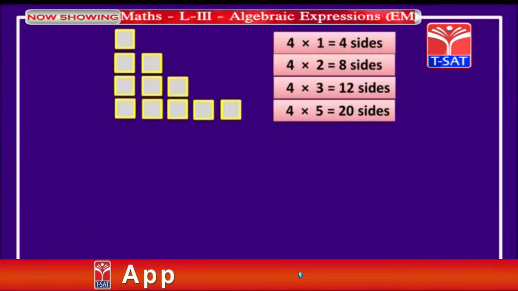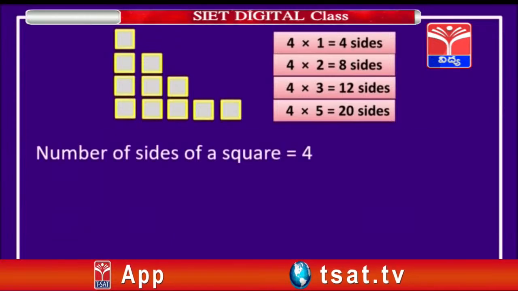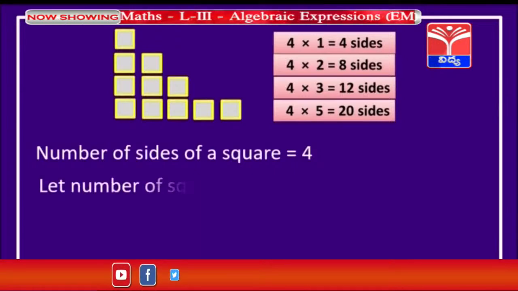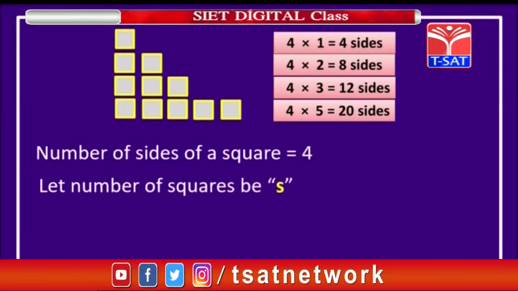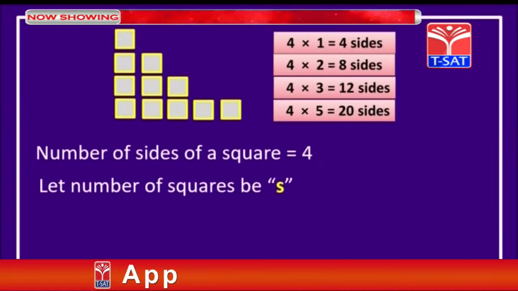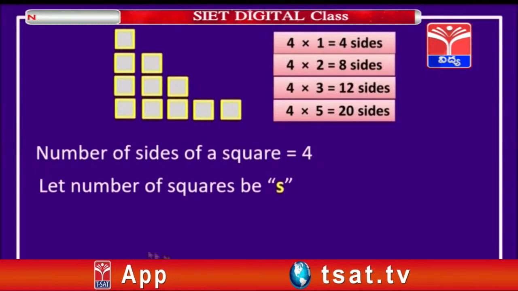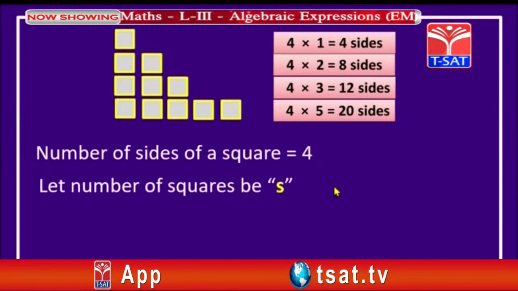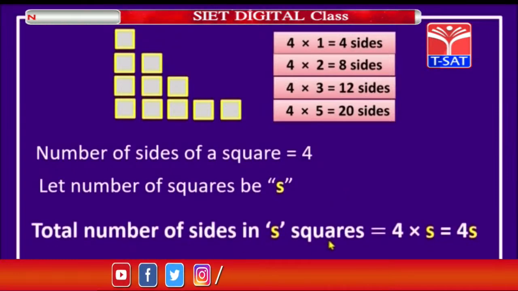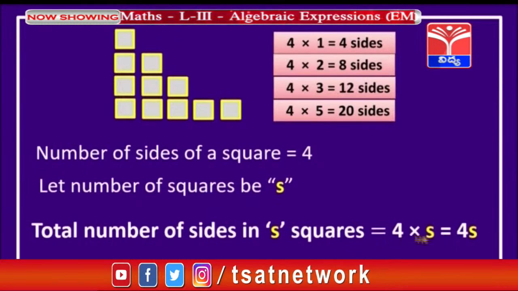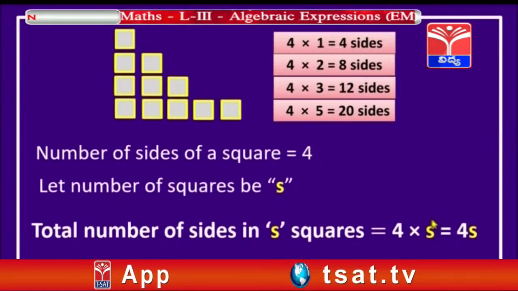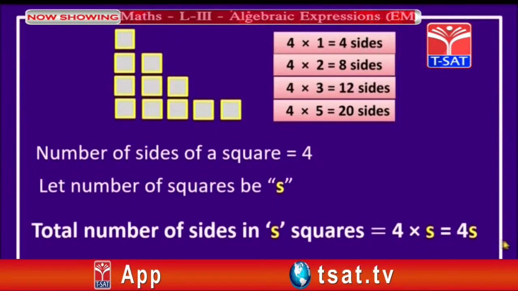So let us generalize this, children. We know that the number of sides of a square is 4. Now let us assume the number of squares to be s. So it may be 5 squares or 10 squares or 20 squares or maybe 100 squares also. I don't know, so that's why I am assuming it to be some s, which is again a number itself. Now what will be the total number of sides in these s squares, children? Yes, it is 4 into s, that is the number of sides of a square, 4, into the number of squares, s, and 4 into s we write as 4s.